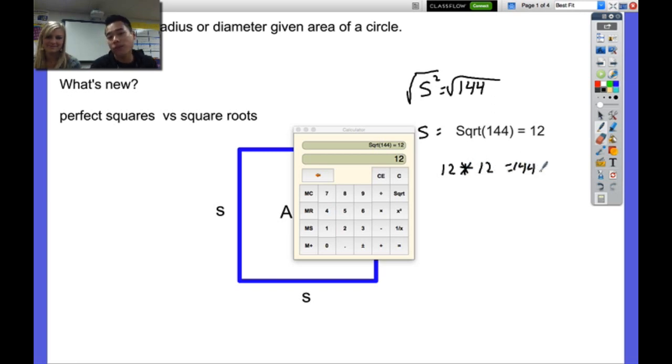So that's all you need to know for today's math operation: how to undo squaring a number, or a number multiplied by itself. I'll turn it over to Ms. Powell.